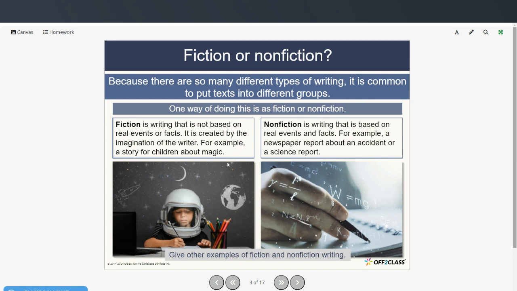Nonfiction is writing that is based on real events or facts. For example, a newspaper report about an accident or a science report. So see if you could think of some other examples of fiction and nonfiction writing.